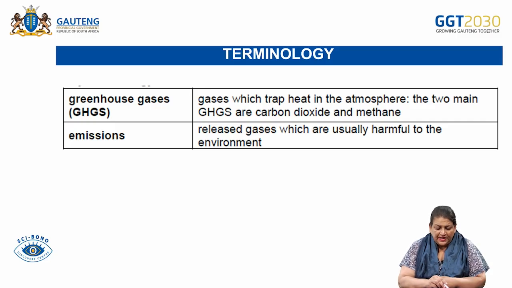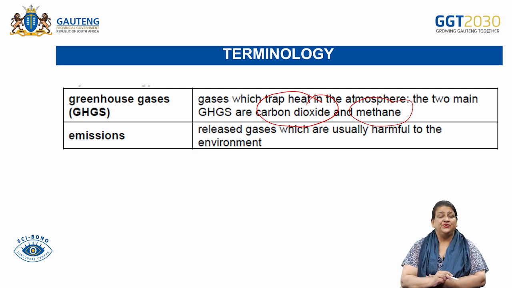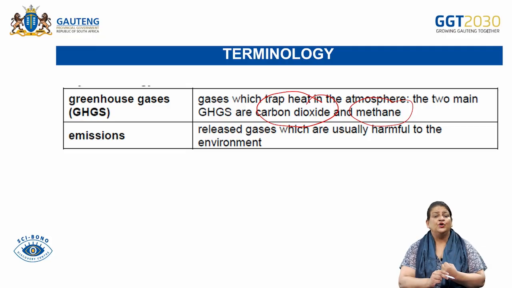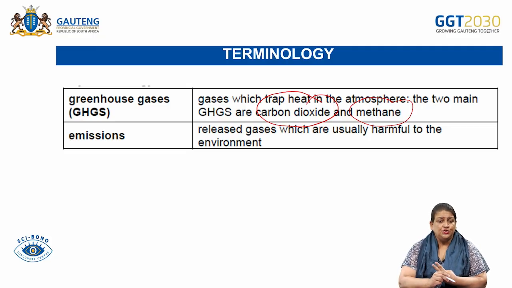And the two main greenhouse gases are carbon dioxide and methane. So the two most important, or not important, but the two gases that contribute to global warming and to the greenhouse effect, whereby heat is trapped within the Earth's atmosphere. The two gases are called methane and carbon dioxide.